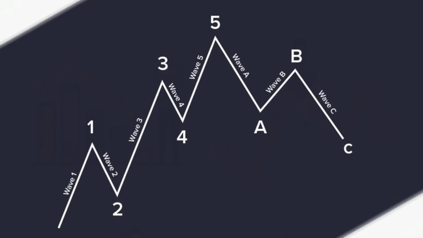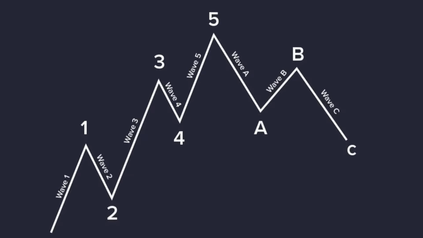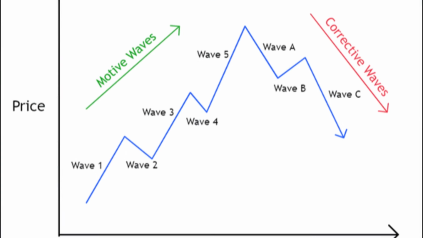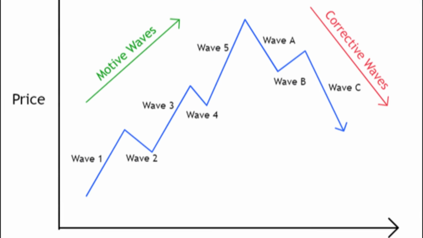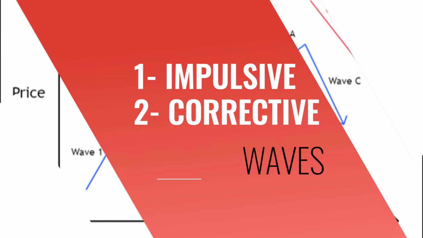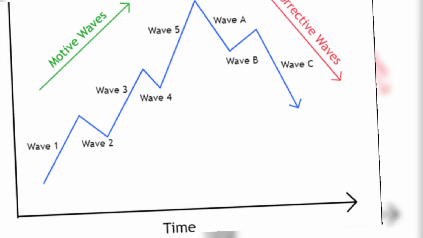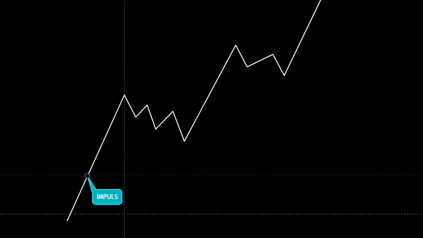We often talk about price moving in waves, some strong and fast, others smaller and more hesitant. In technical analysis, we categorize these as impulsive and corrective waves. These waves are key to understanding how to draw effective trend lines.